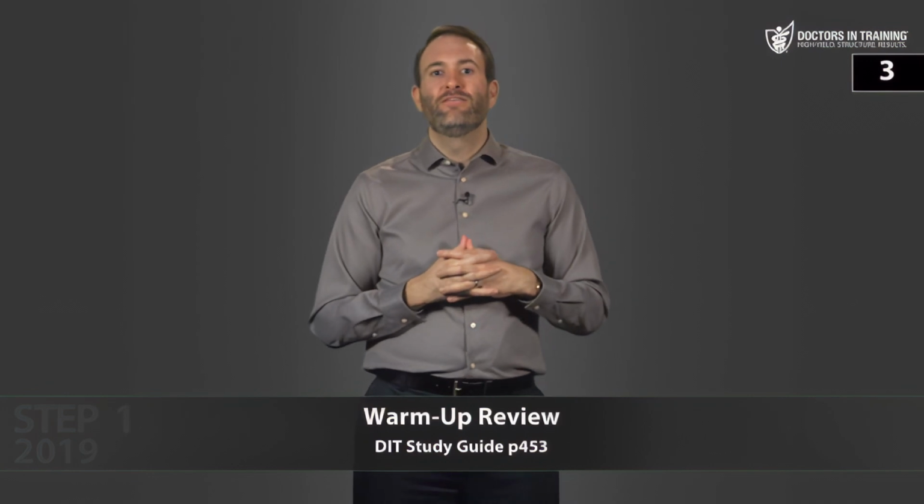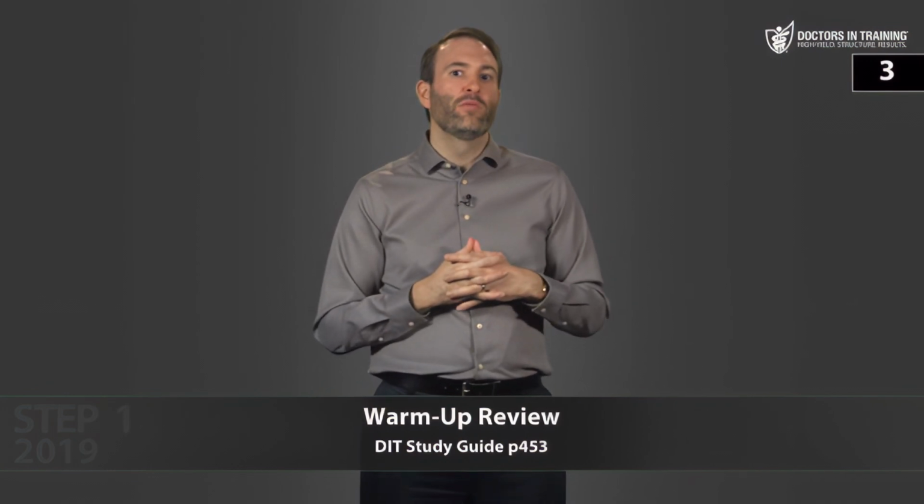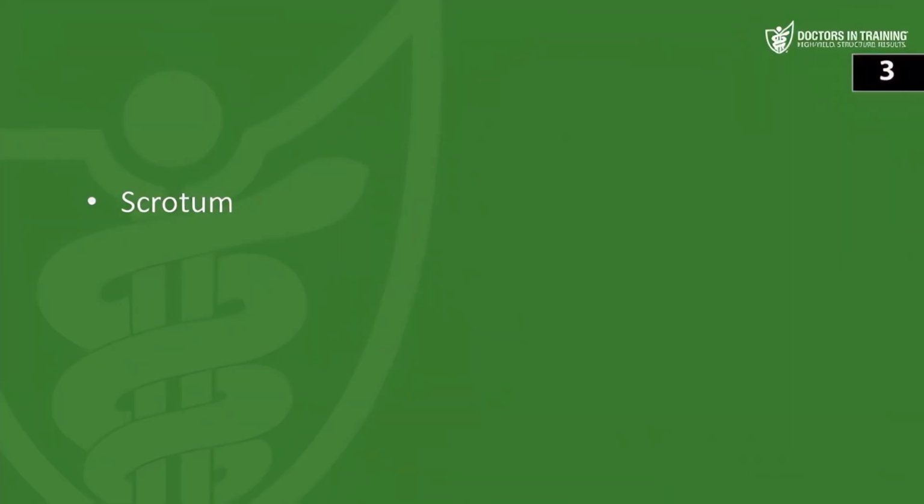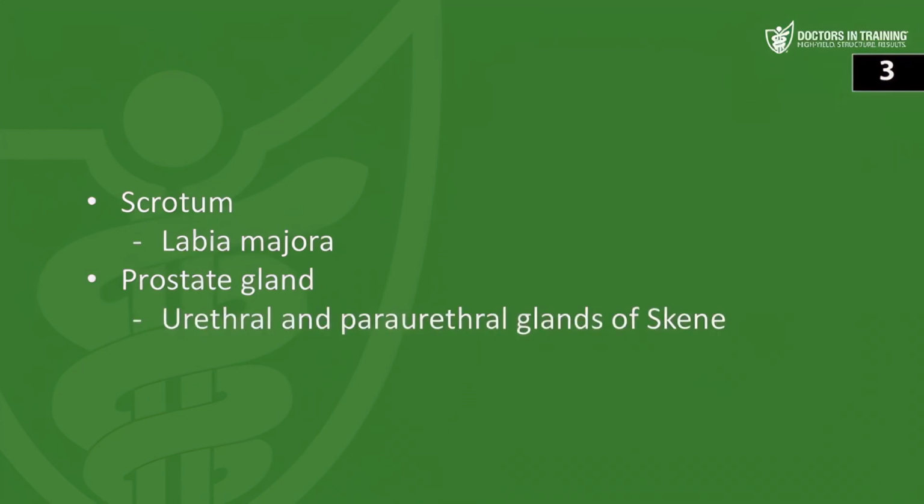Next, what is the female homologue to each of the following male structures? So the female homologue to the scrotum is the labia majora. The homologue of the prostate gland is going to be the urethral and the periurethral glands of Skene. The homologue of the glans penis is the glans clitoris.